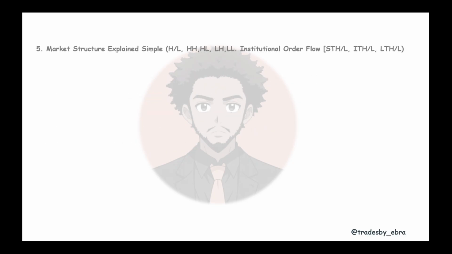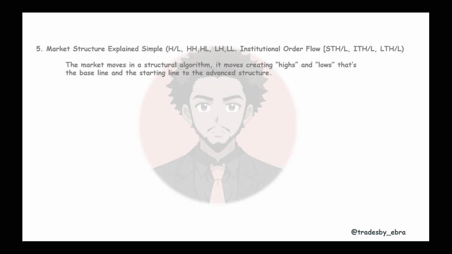Okay, with that said, let us go to part 1 of this episode 5. So we're going to start with market structure. Then we shall go to the institutional order flow. So the market moves in a structure algorithm. It moves creating highs and lows. That's the baseline and the starting line to the advanced structure.